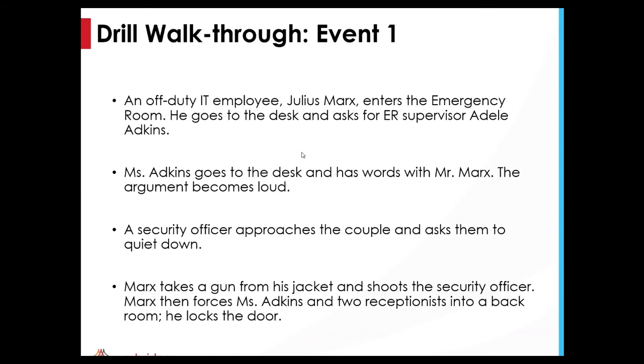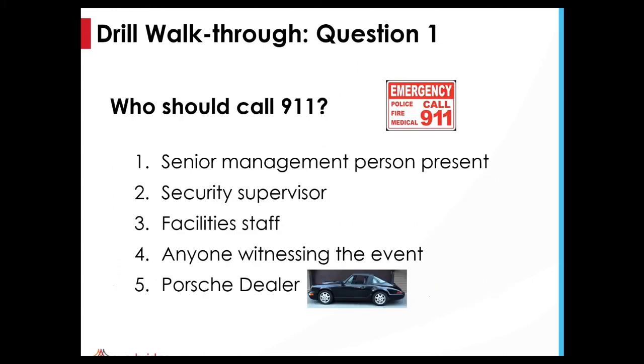Event 1. An off-duty hospital IT employee, Julius Marks, enters the emergency room. He asks for ER supervisor Adele Atkins. Ms. Atkins goes to the desk, has words with Mr. Marks. The argument becomes loud. Again, this is in the ER. A security officer approaches the couple and asks them to quiet down. Mr. Marks takes a gun from his jacket, shoots the security officer. He then forces Ms. Atkins and 2 receptionists into a back room where he locks the door.